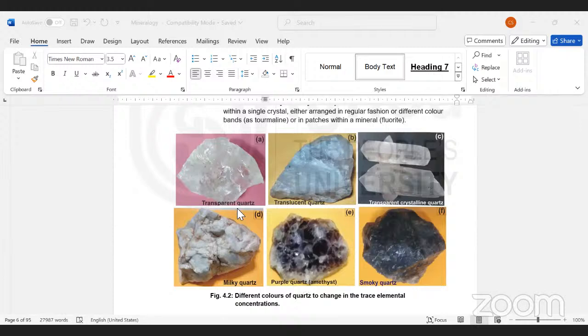You see here these different types of colors for different minerals. This is a transparent quartz, this is a translucent quartz, a transparent crystalline quartz, milky quartz, and amethyst. This is a smoky quartz. These are all quartz only. Almost 6 to 12 types of quartz we have. But the quartz chemical composition is the same, and the color is different. The quartz exhibits different colors depending on the availability of elements at the time of formation, so we see different colors of quartz.